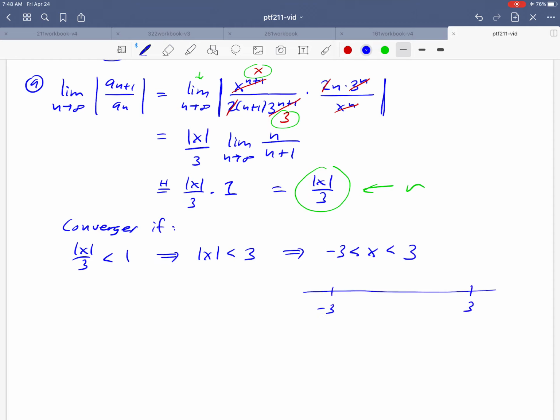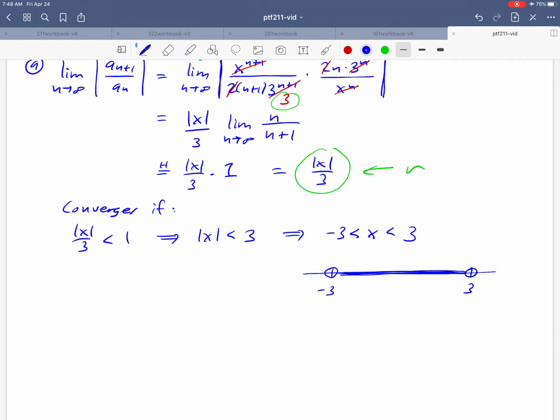Okay, just so we can kind of picture this interval. What we know so far is that we've got convergence between -3 and 3. Well, what's left to do here? You might remember that we have to test the endpoints, because at 3 and -3, if you were to substitute those into the absolute value of x over 3, you would get 1 for r.